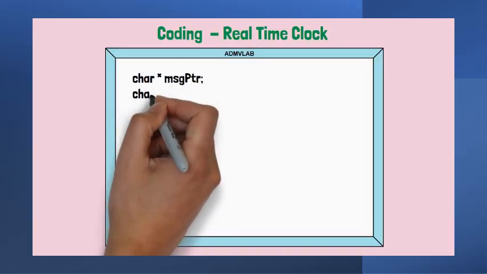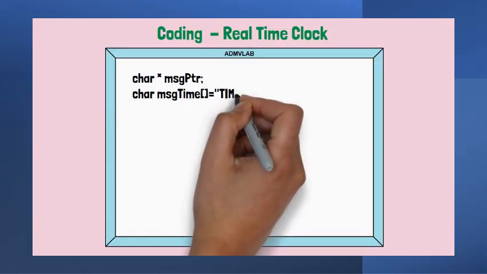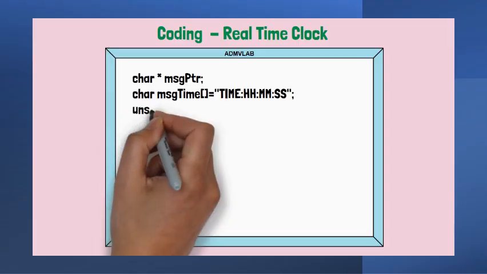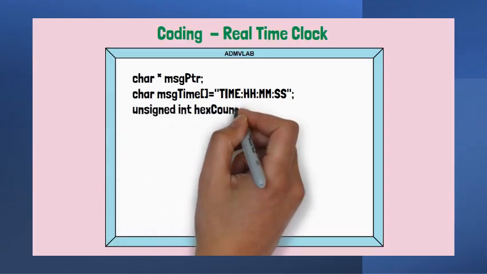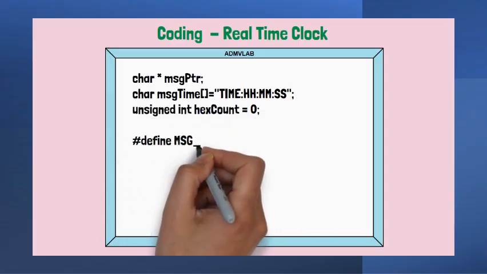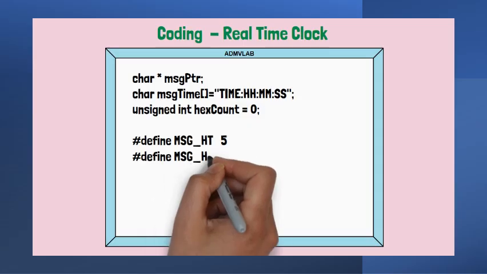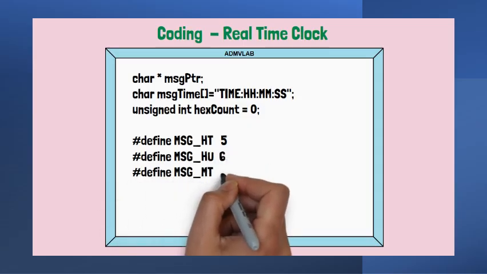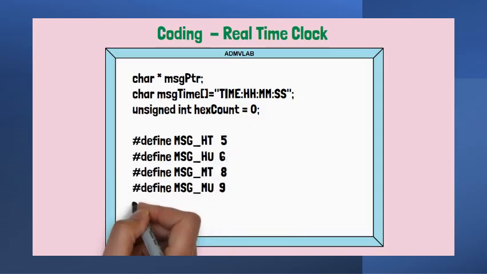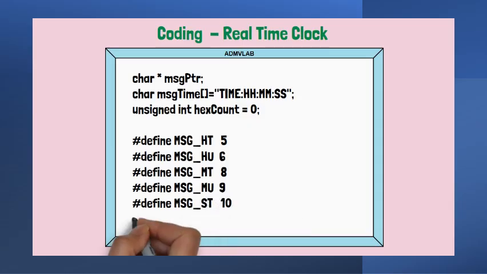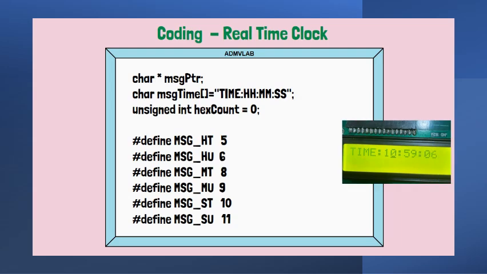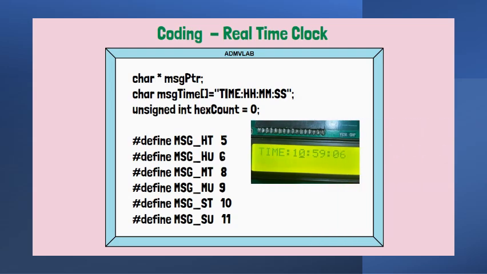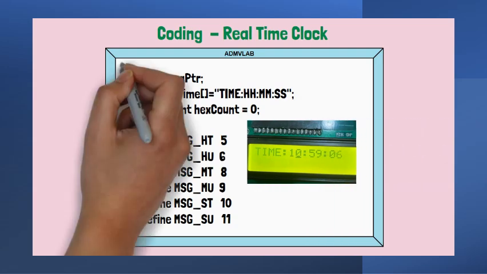Let us start coding our fifth lab on real-time clock. We create a universal character pointer and name it message pointer. We then create a message array named message time for displaying time in hour, minute and second format. We then create location constants using hash-defined directives. These define the actual positions of the time values in the message for hours, minutes and seconds.